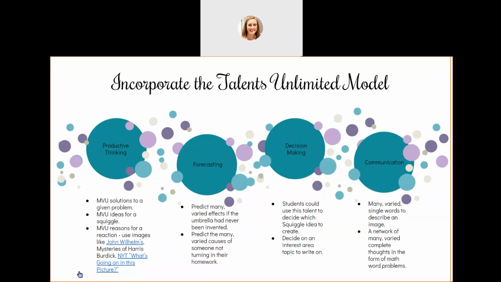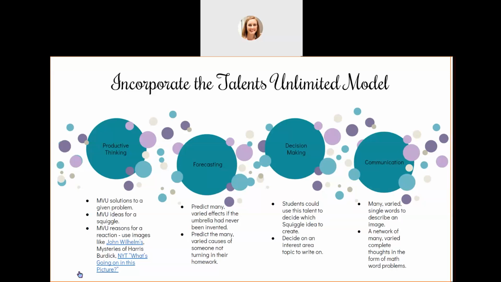And then lastly, the communication talent, asking kids to use many varied single words to describe an image. And again, you could go back to the images that you were using under productive thinking and get them to generate those many varied single words when they're looking at the images. You can also have students create a network of many varied complete thoughts in the form of math word problems. So can they form and create a word problem that makes sense and has all of the necessary information to be able to solve that problem? So all of these would be great.